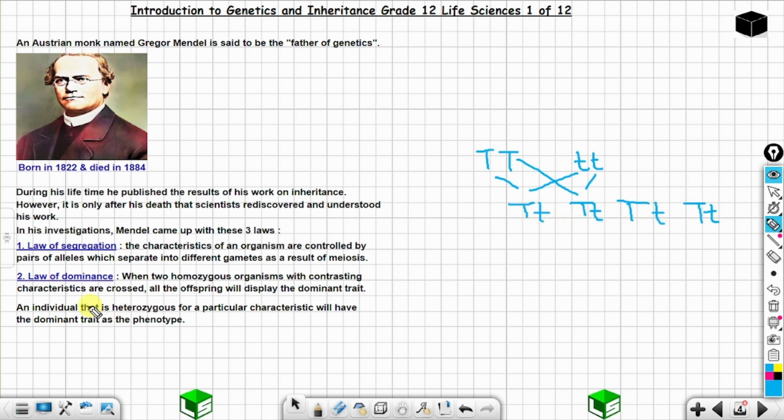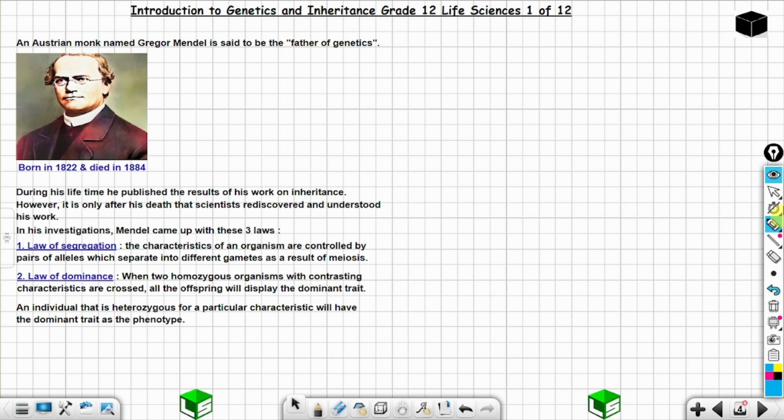Heterozygous. If you have an individual that is heterozygous for a particular characteristic, for the height, they will have the dominant trait as the phenotype, physical appearance. They will have the dominant trait as the phenotype. They are going to be tall.